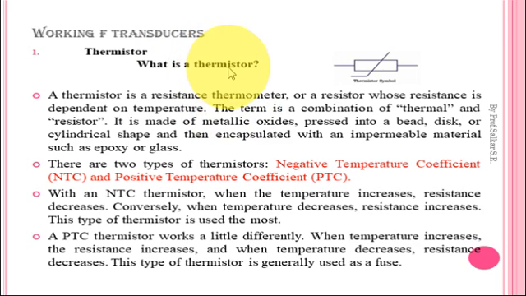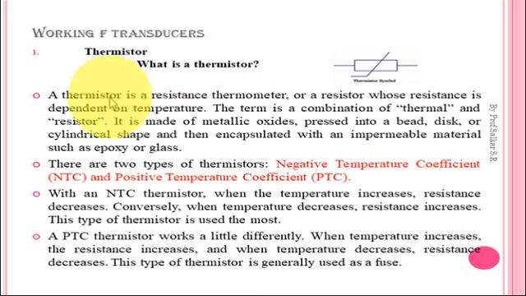We know resistors provide opposition to the flow of current, and the opposition is called resistance. Similarly, this thermistor is a type of resistor, so it will provide some opposition to the current. But it is a type of thermal resistor. Thermal means whose resistance will change with respect to the temperature. So a thermistor is a type of transducer whose resistance changes with respect to the change in the temperature.